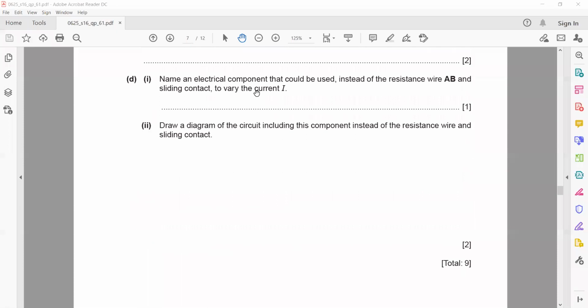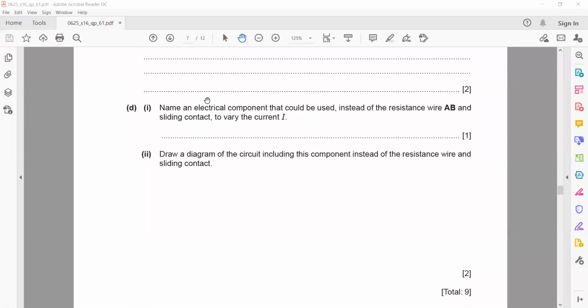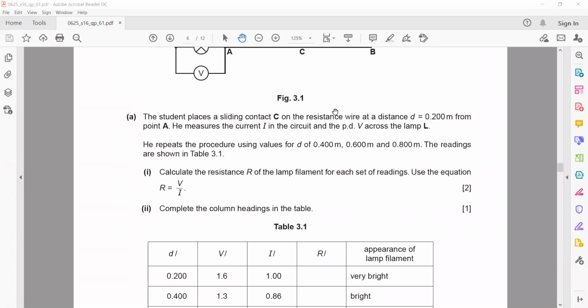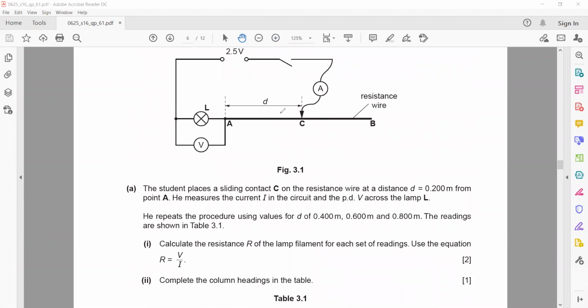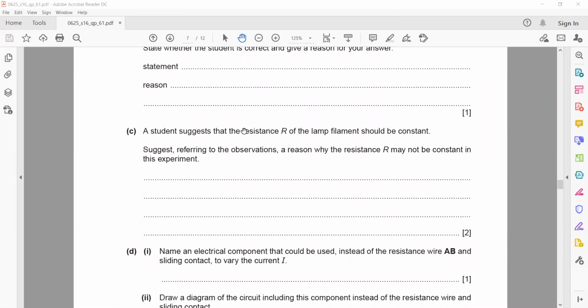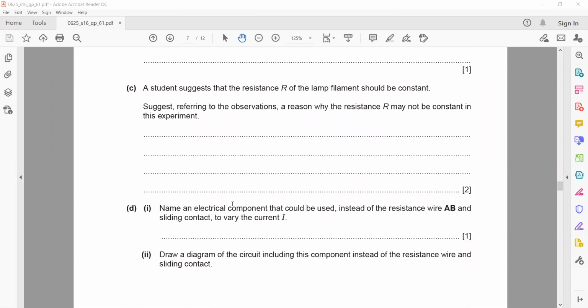Then name an electrical component that can be used instead of A and B and the sliding contact. Basically, it's a variable resistor, because when we move the sliding contact, we can change the resistance of A and B. So what we can replace it with is a variable resistor.